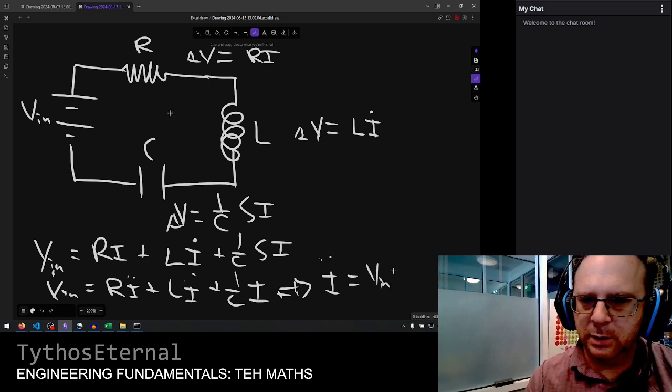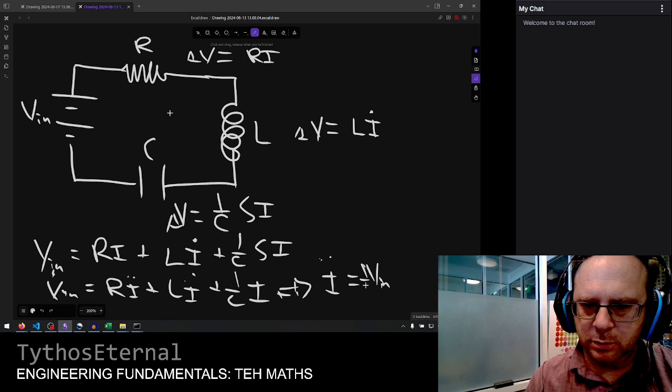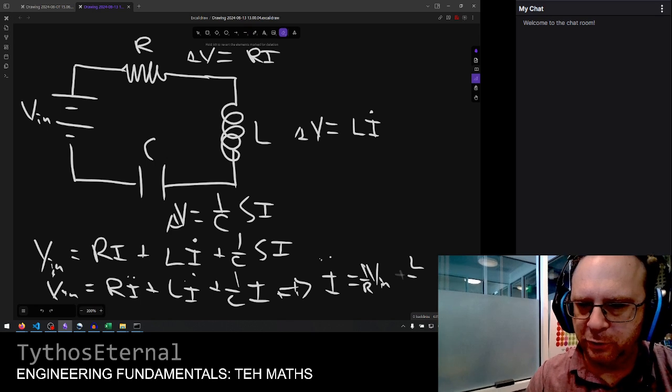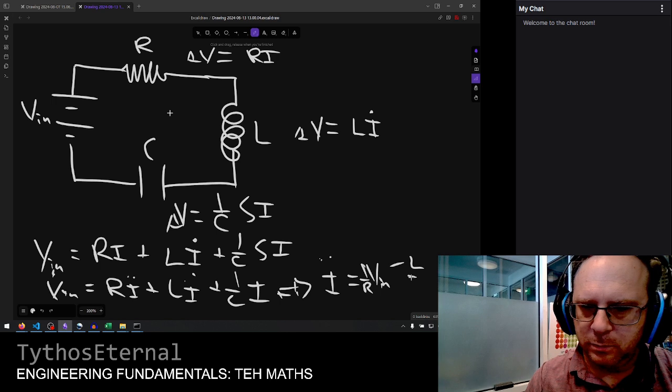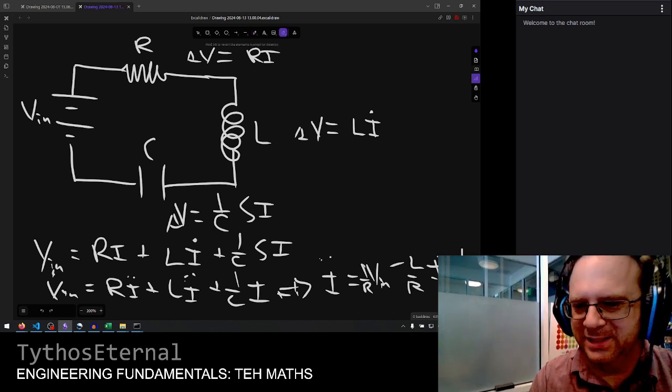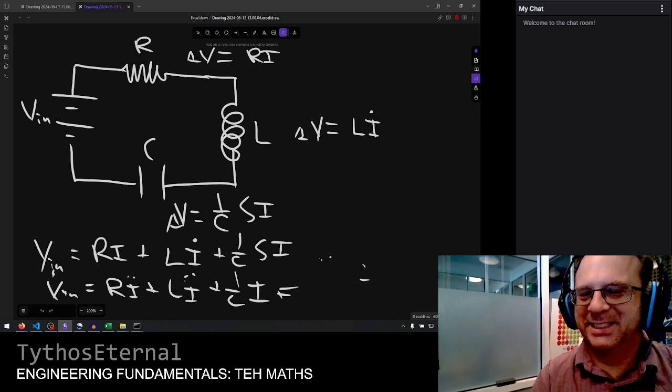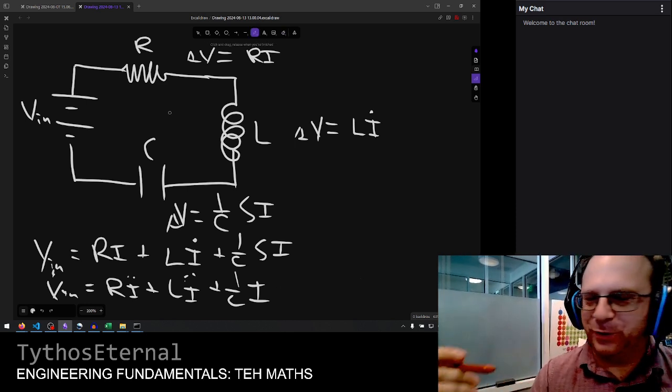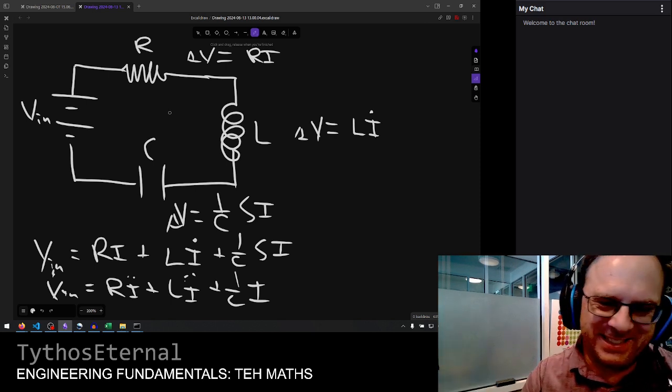V in 1 over R plus L over, or excuse me, minus L over R i dot minus L over, wait a second, did I mess this up? I messed this up. This is the double dot. Wow. Yeah, doing a great job here. I was worried about doing live math. If there's one thing worse than live coding, it's live math, right?